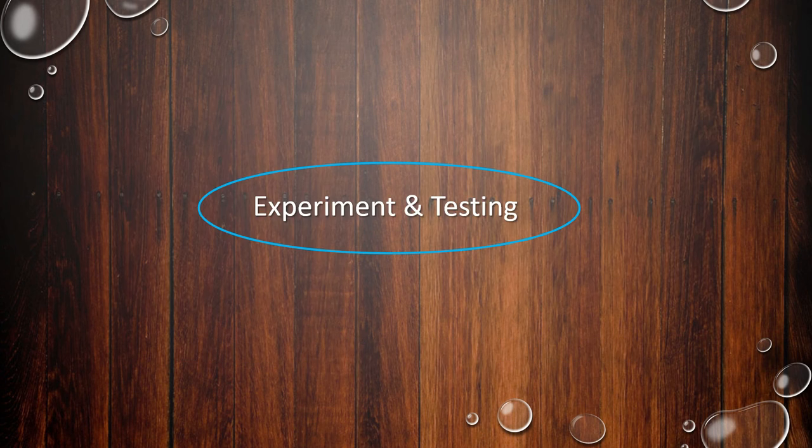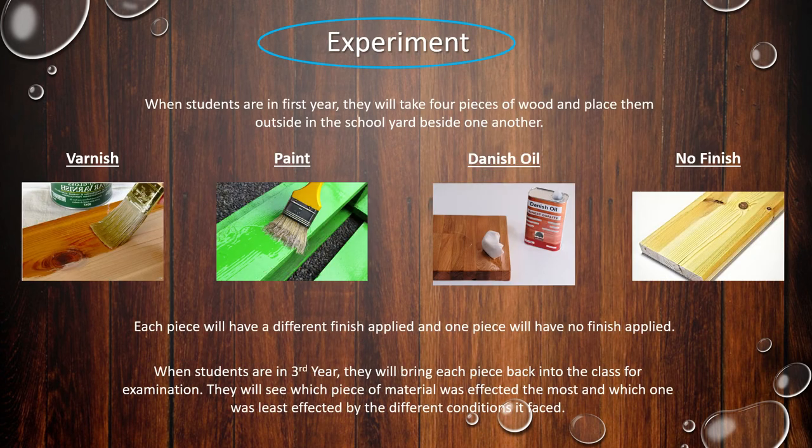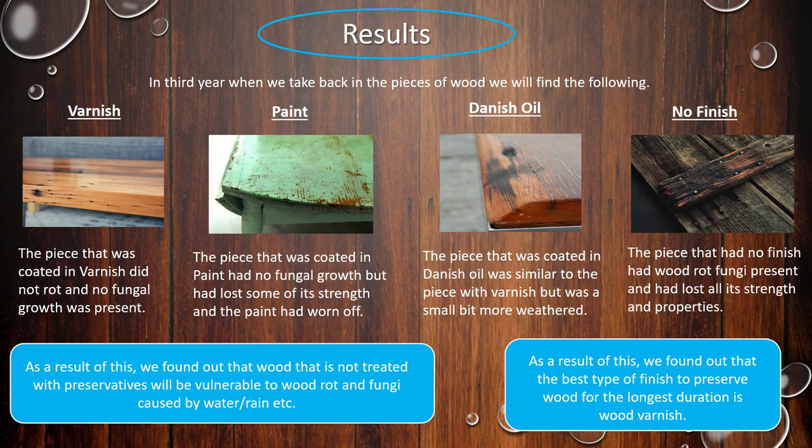So then for our experiment and testing, when students are in first year, we're going to take four of the same pieces of timber, and we're going to apply a varnish to one, a paint to another, Danish oil to the other, and then our last one is going to have no finish at all. We're going to leave these pieces outside in the open where water and rain can act on them, and we can see what happens to the timber over time.